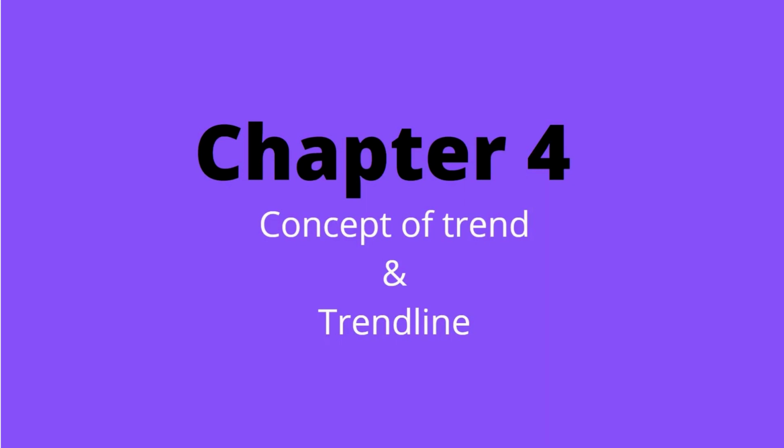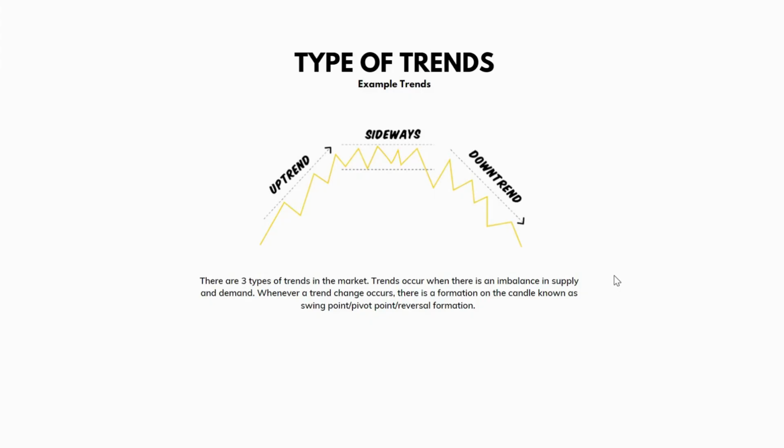In chapter number 4, you will learn about the concept of trend and trend line. Types of trend: we have three types of trend. The first one we call uptrend, the second one we call sideways, and the third one we call downtrend. This is uptrend, sideways, and downtrend. There are three types of trend in the market. A trend occurs when there is an imbalance in supply and demand.